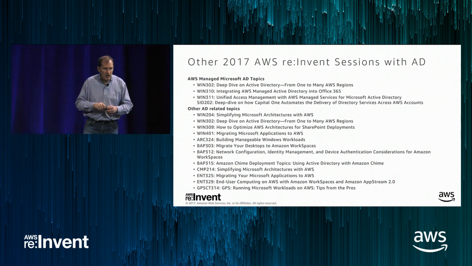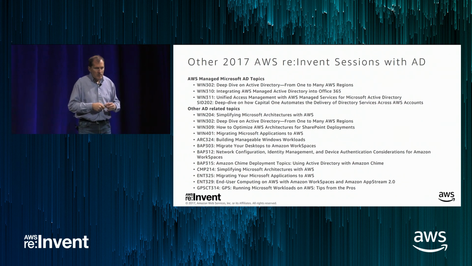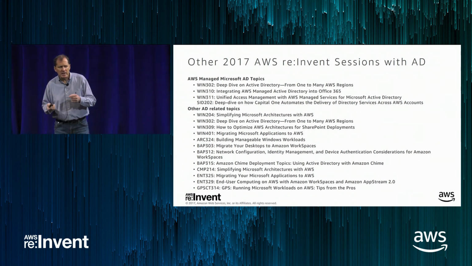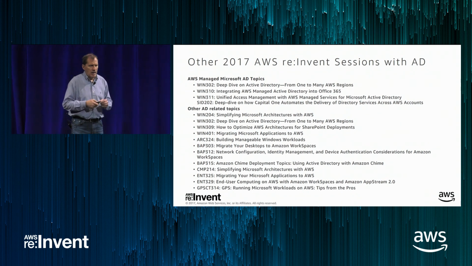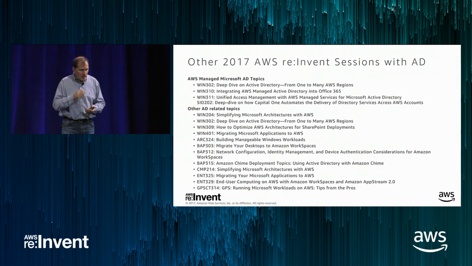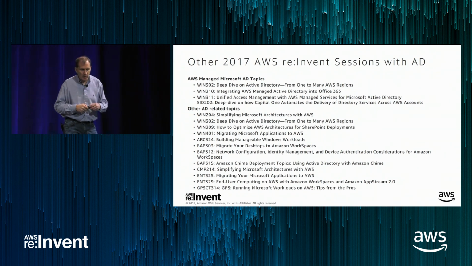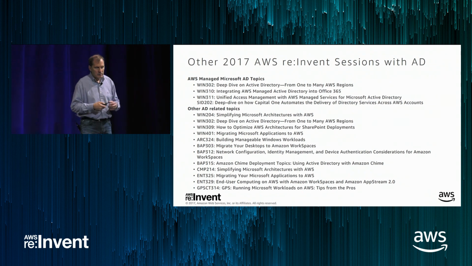There's another session, WIN302, Deep Dive on Active Directory from One to Many AWS Regions. That one is going to talk a little bit more about EC2-based AD and how to do that when you're doing a multi-region environment. So that might be of interest to you. And then, of course, I'm doing Integrating AWS Managed Active Directory into Office 365 tomorrow at 5:30. There's a whole bunch of others here as well that you might want to look at. If you're interested in WorkSpaces, there are some sessions there that talk about how they use the directory, so you might want to check those out.